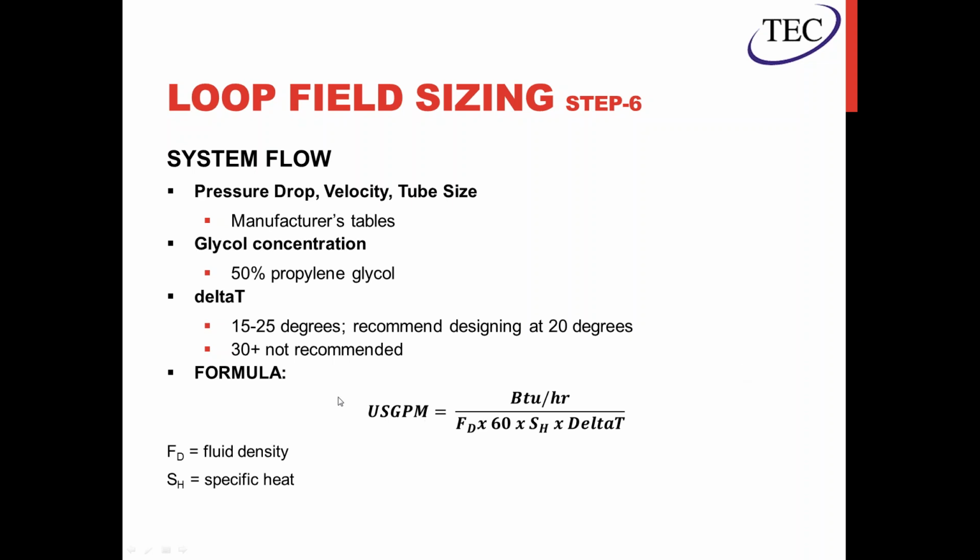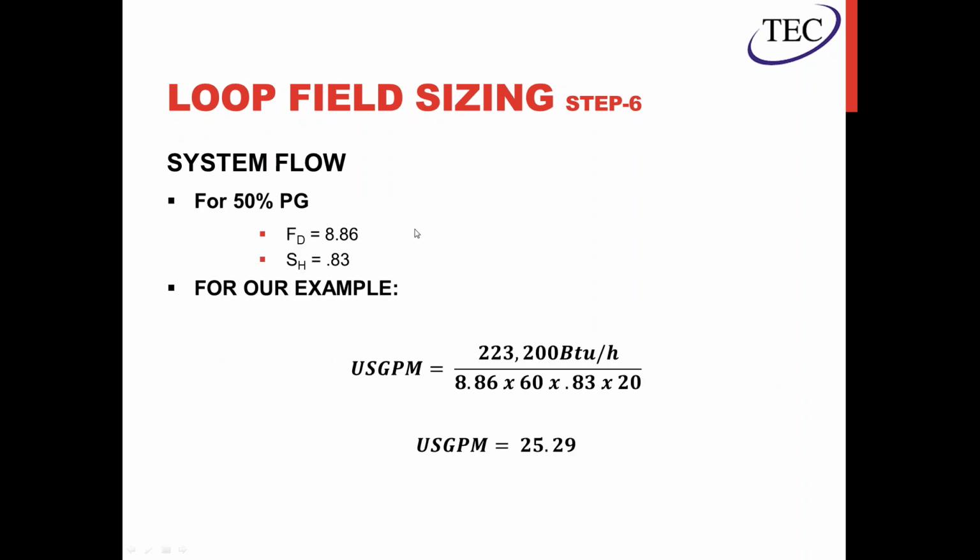All right, your basic formula for GPM or flow calculation, as you've seen here, for 50% propylene glycol, these are the exact parameters, but it roughly accounts to a 10% increase in the flow.